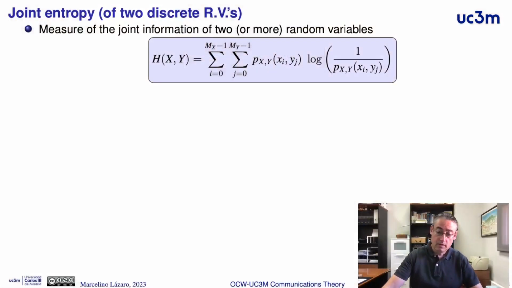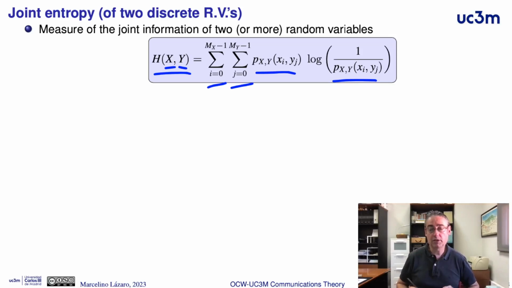The joint entropy of two random variables is a direct extension of the definition of the entropy of a single random variable. In this case, the analytical expression for the entropy of two random variables x and y is just the addition for all the elements in the alphabet of x and all the events in the alphabet of y of the joint probability of these events times the logarithm of the inverse of the joint probability.